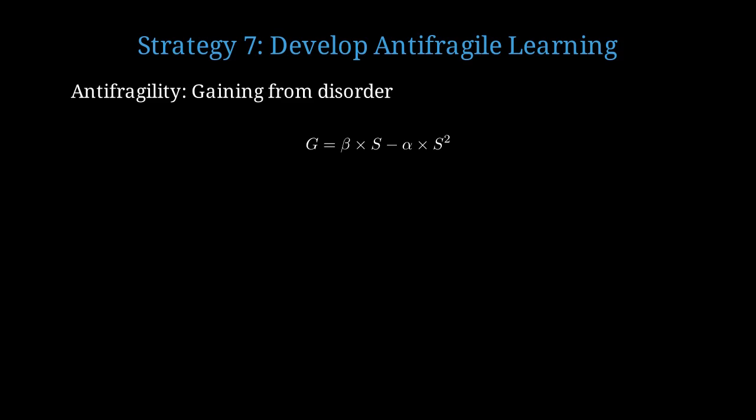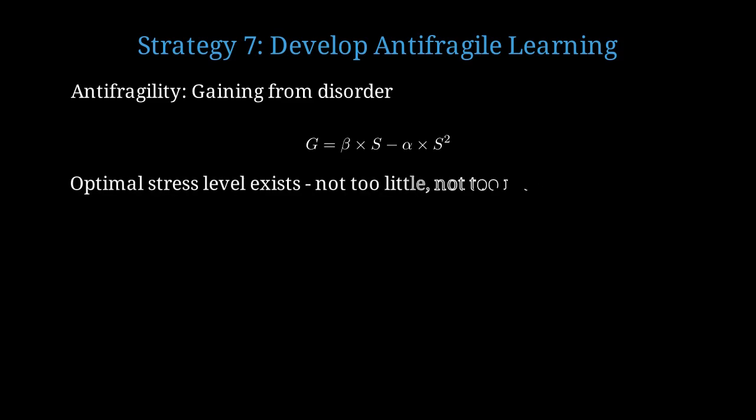Strategy 7. Become anti-fragile. This means you get stronger from challenges and failures. Anti-fragility is the property of systems that gain from disorder and stress. Your brain can develop this property through proper training. Growth equals beta times stress minus alpha times stress squared. G is growth, S is stress level, beta is positive response coefficient, and alpha is the breakdown coefficient.